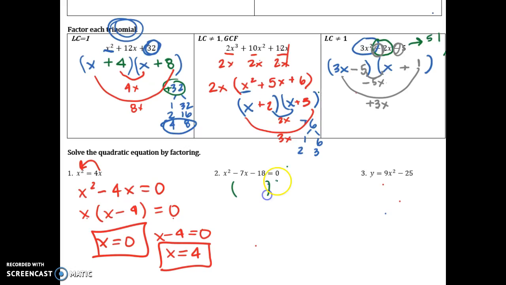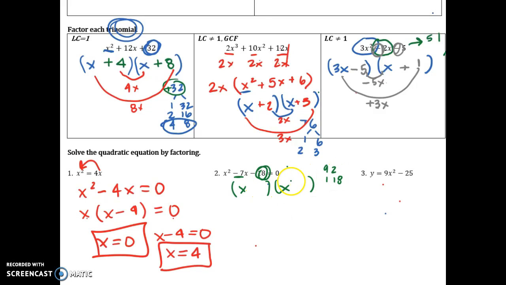Let's do this one. Everything's on the same side, which is perfect. That's what I want. I have x times x. I need numbers that multiply to -18, but when I add them up, I get -7. Well, the numbers that multiply to -18 would be 9 and 2, or 18 and 1.